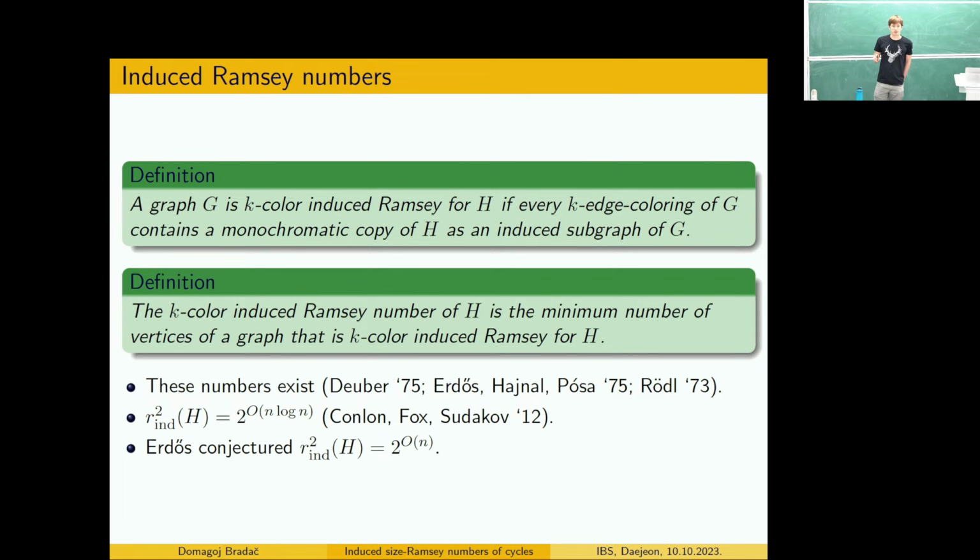Okay, are these definitions now clear? If not, please ask, because the rest of the talk won't make any sense. Okay, good.